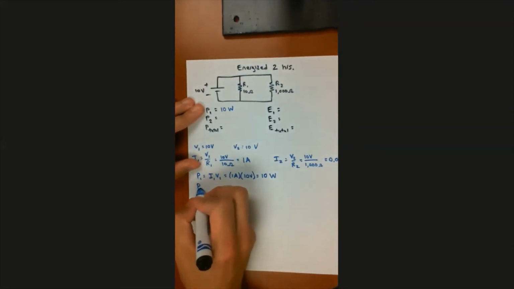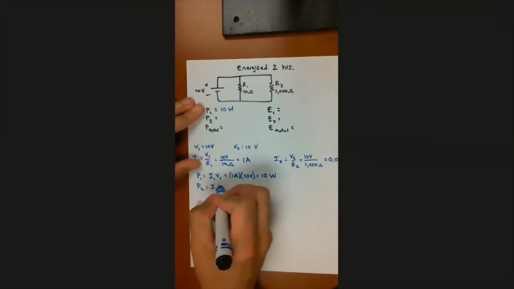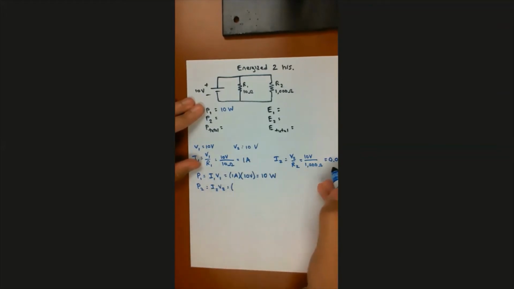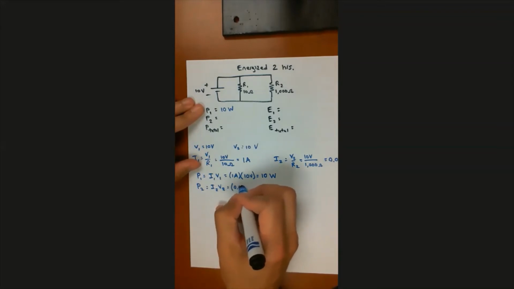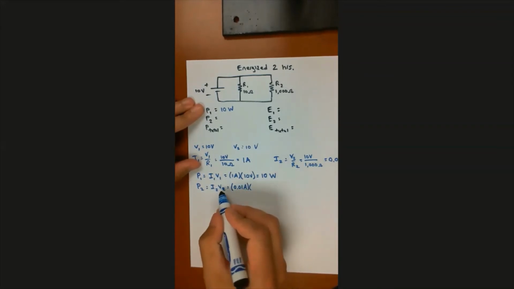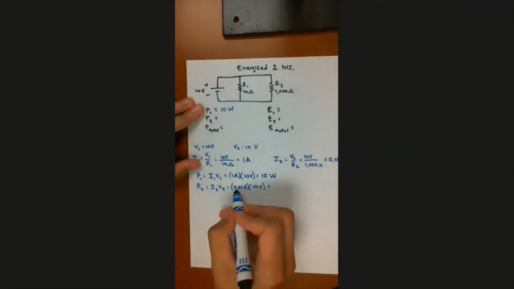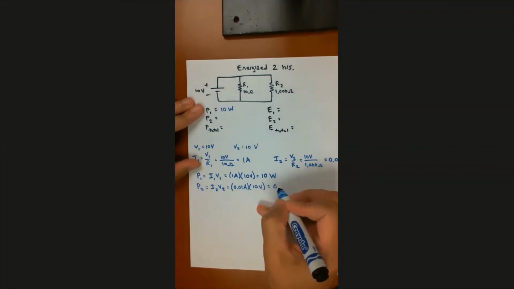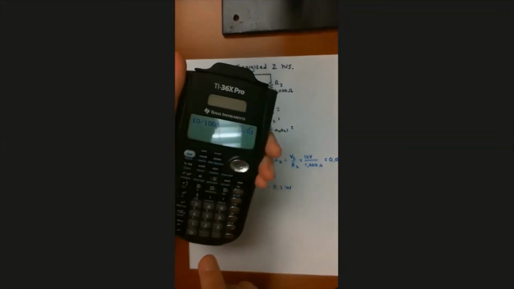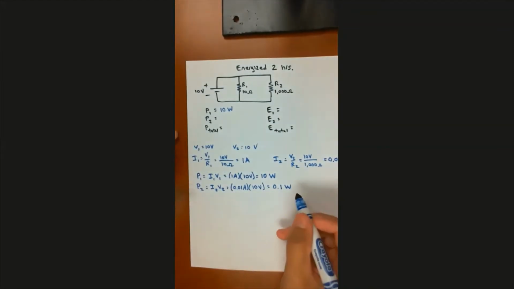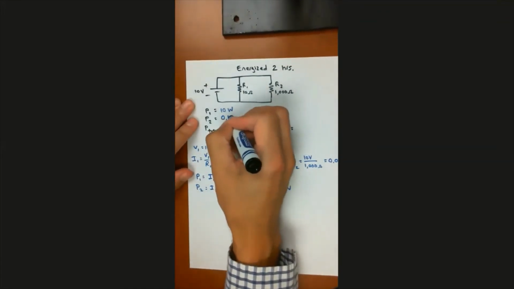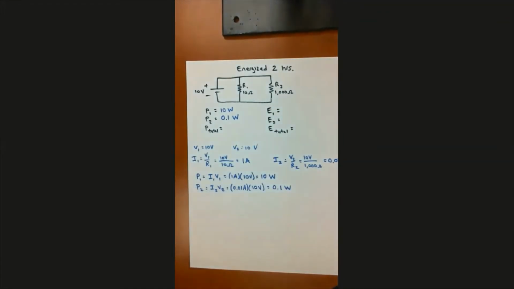Now for P2. P2 equals I2 V2. I2 was 0.01 amps and V2 was 10 volts. And when I multiply something times 10, I just move the decimal place 1 point to the right. So now I have 0.1 watts. Better safe than sorry. 0.01 times 10 gives me 0.1 watts. P2 is 0.1 watts.